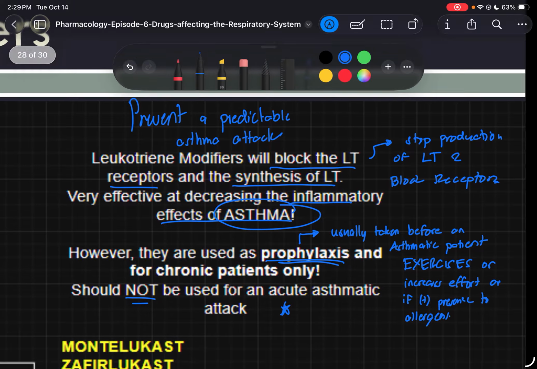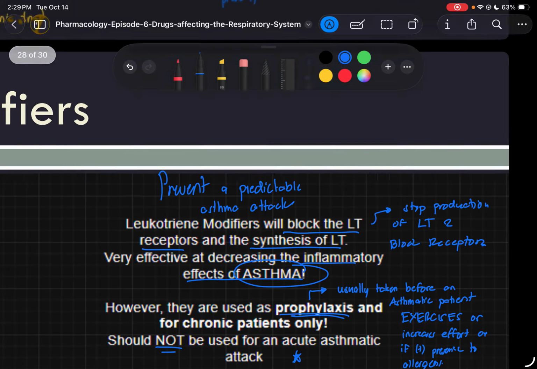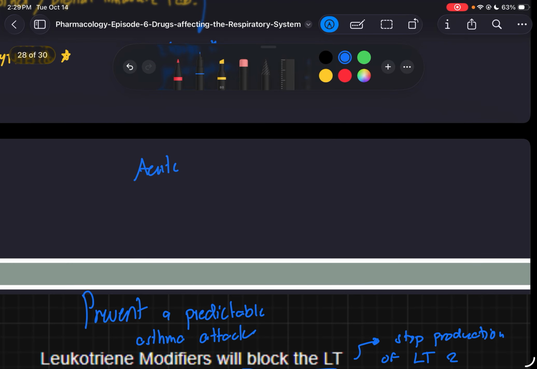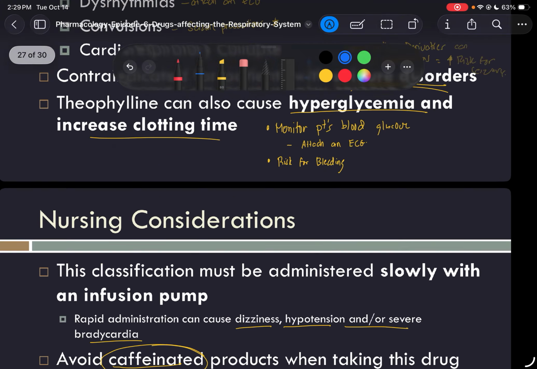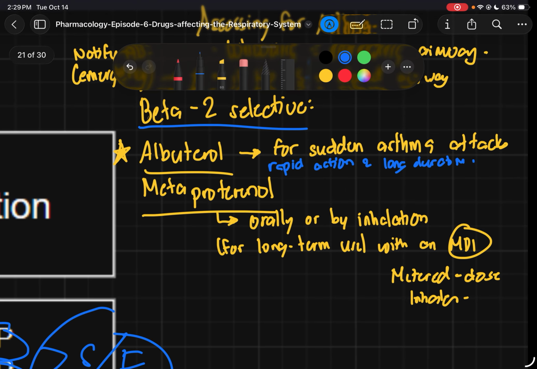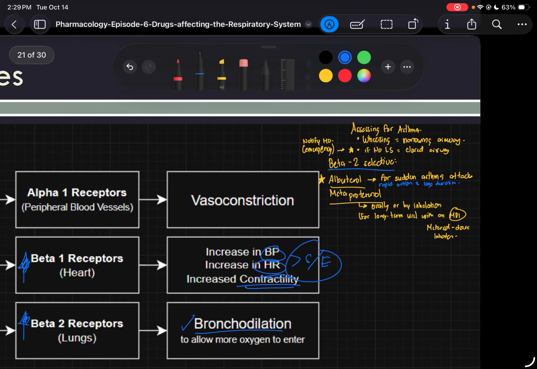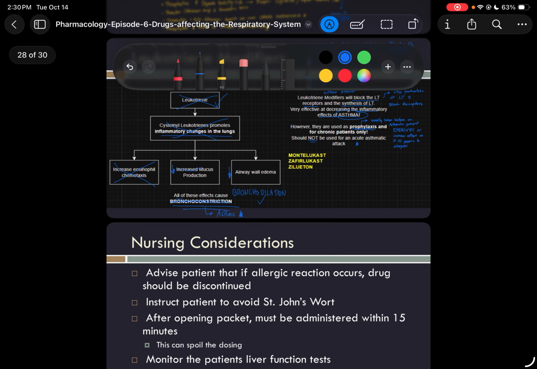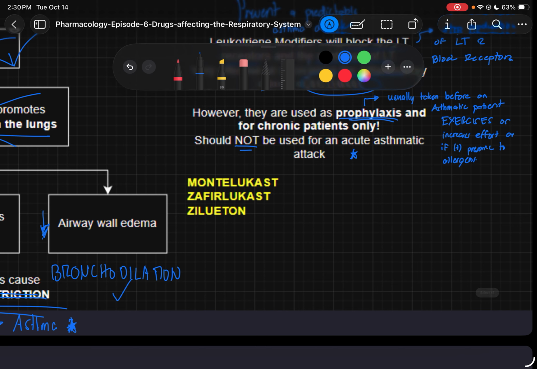Okay? Typically speaking, if they are talking about acute asthmatic attack, no, the drug of choice for acute asthmatic attack is albuterol. As I mentioned before, I already put that, class. I hope you remember that, albuterol for sudden asthma attack, no? So that's the reason why they are very, very important. Okay? Remember that. Wag mong kalimutan yan. So, our example for these drugs is our Montelukast, Zafirlukast, and Zileuton.